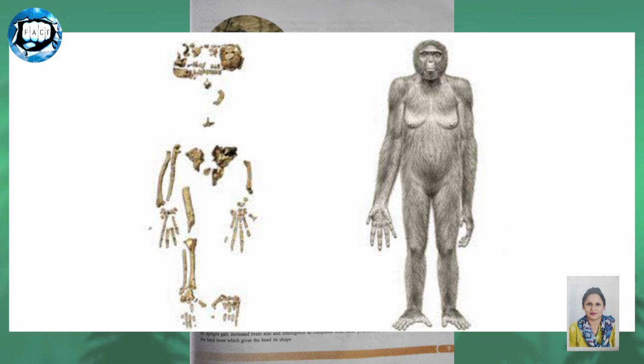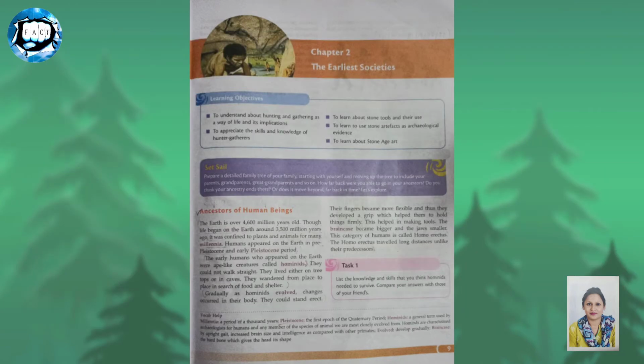The earth is over 4,600 million years old, though life began on earth around 3,500 million years ago, but it was confined to plants and animals for millennia. Millennia means a period of 1,000 years. Humans appeared on earth in the pre-Pleistocene and early Pleistocene period. The Pleistocene period referred to the first epoch of the Quaternary period.